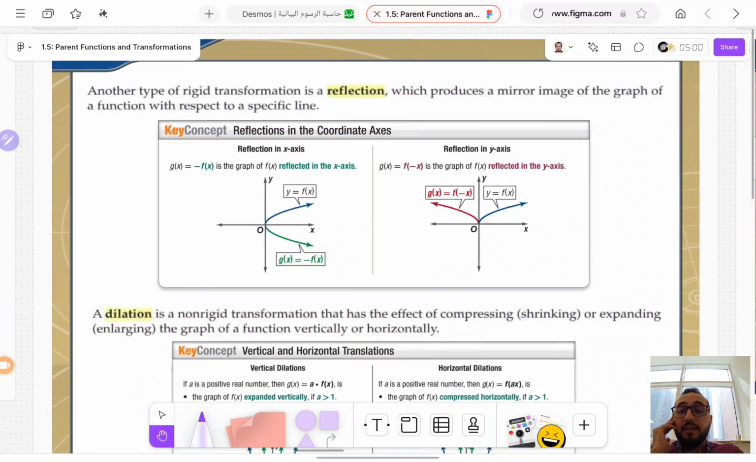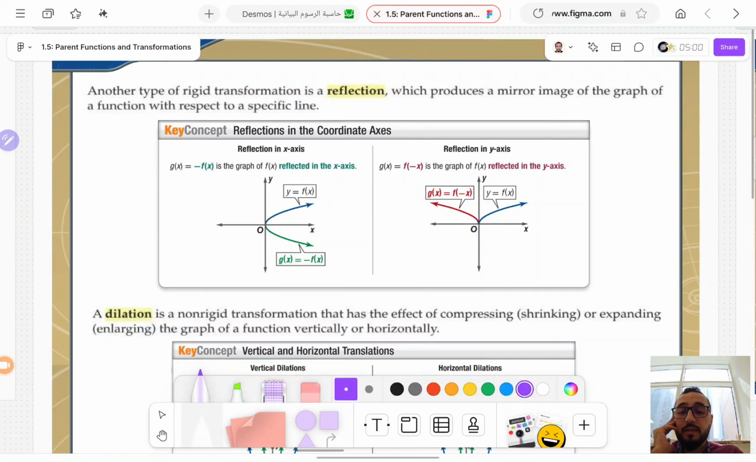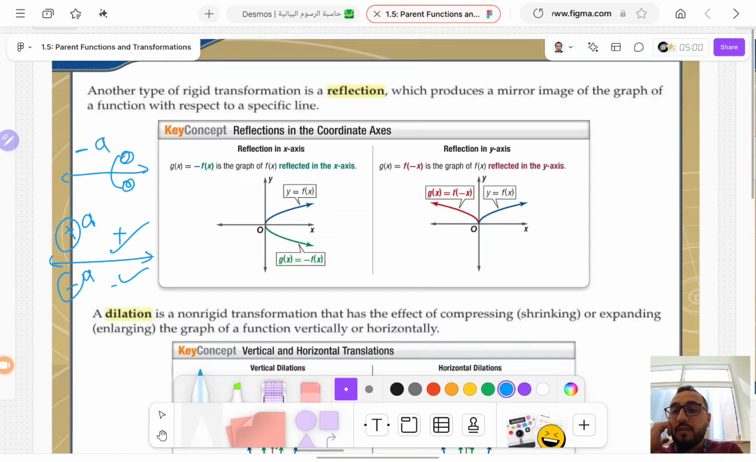Then the next part here is the reflection, and let's say the stretch or compression. The reflection is always related to the a. If a is negative, we reflect over the x-axis, so if the function goes up, it goes down. But when a is positive, it should always be above the x-axis. When a is negative, we reflect with respect to the x-axis.